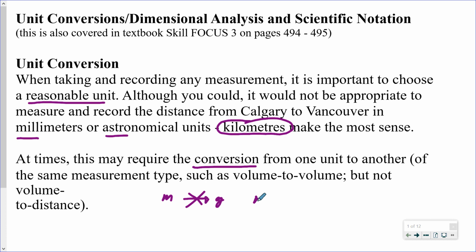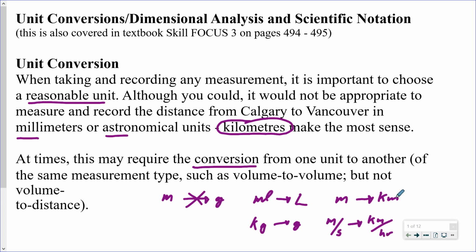But what you can do is milliliters into liters. They're both measuring volume. You can do kilograms into grams. They're both measuring mass. You can go from meters to kilometers, or we can kind of mix it up as well, and we can go meters per second, which is for speed, to kilometers per hour, which is also for speed. So these are unit conversions, and we use a process called unit analysis or dimensional analysis in order to do that.